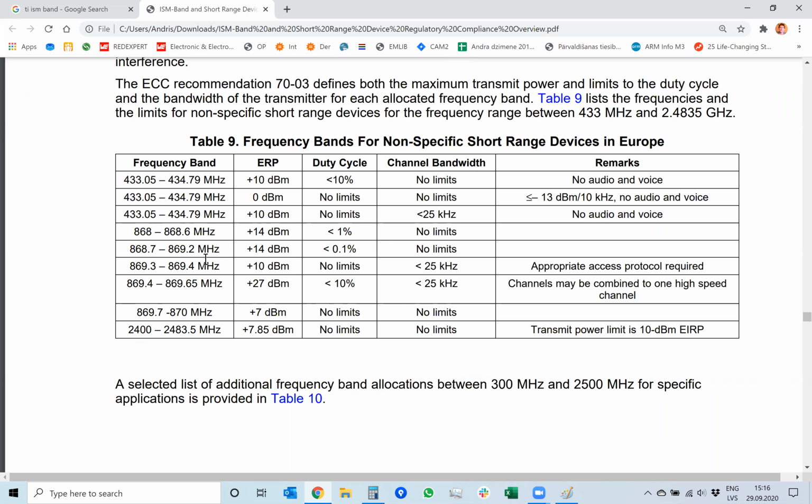And for example, this 868 megahertz band is pretty crowded because everybody wants to use it. So there is a second band, 868.7 to 869.2, which you can also use to send signal at plus 14 dBm. But here the rule is that you can only send 0.1% of the time, and 99.9% of the time you have to be silent. So this band is better because it's more silent, but it's worse because you can send less information over it.